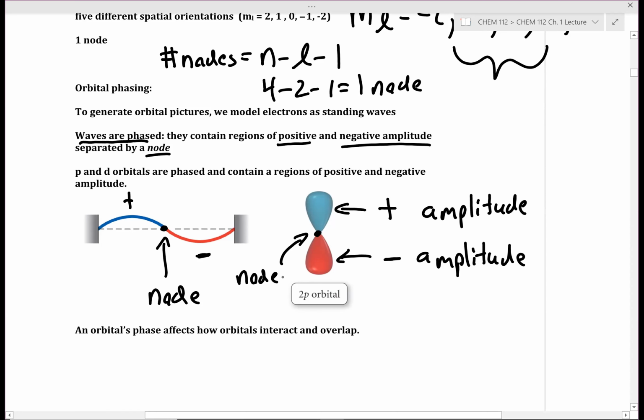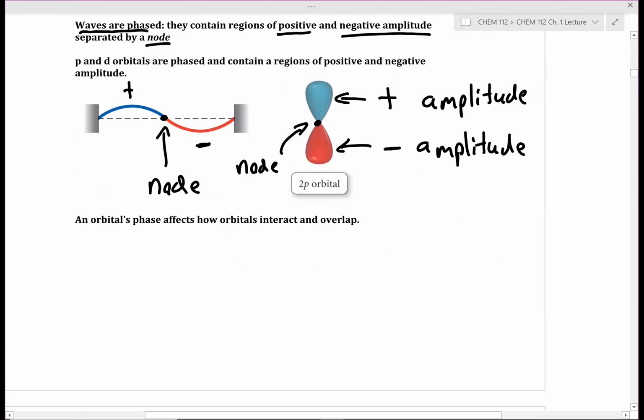Now, this plus and minus is not describing charge, it's describing amplitude. And this affects how orbitals interact and overlap. Okay, so this is not a positive charge and negative charge, this is amplitude. And we'll talk a little bit more about what that means when we discuss bonding. Does that make sense? I just always want you to get in the habit of drawing your p orbitals with phasing, as that's a central thing that we'll need for later chapters in organic. Okay, let's keep going.